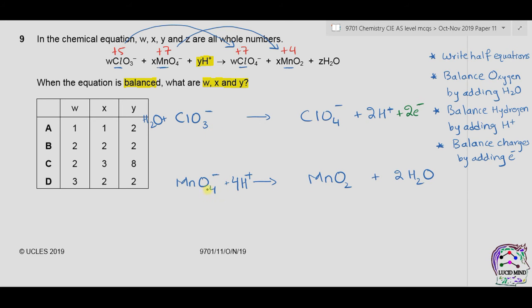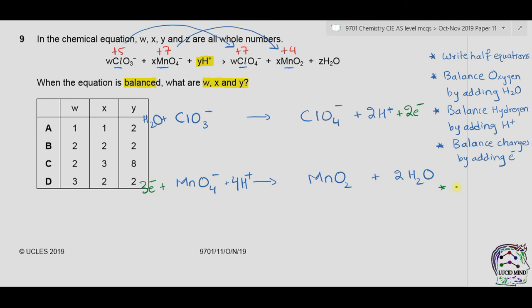For the second equation we have -1 on MnO4 and +4 on H plus, so the overall charge is +3. On the product side we have 0 charges, so it is neutral. So in order to make the reactants neutral we must add 3 electrons. So we can write 3 electrons with the reactants.